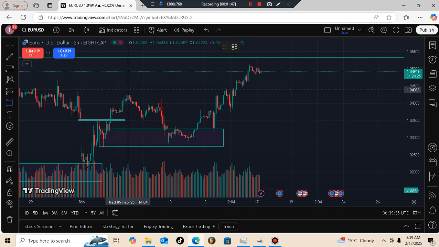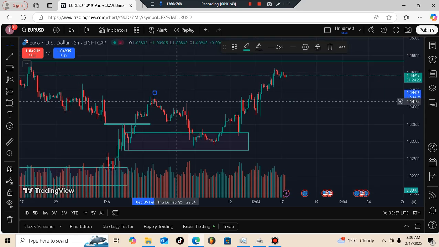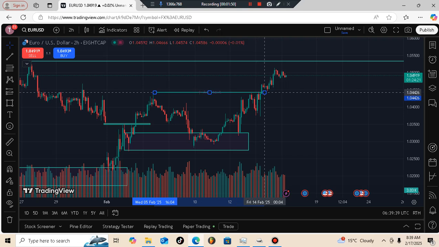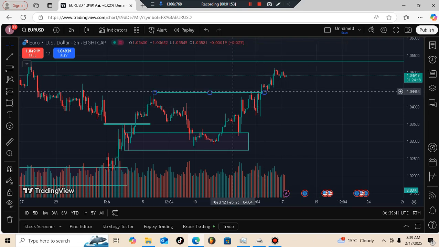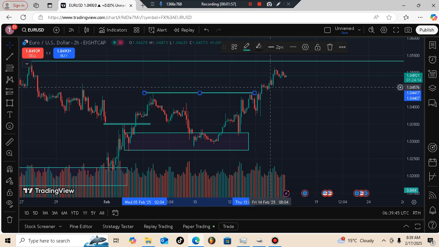And as you can see what market did, right now on the H2, market took out this external liquidity right here, took out this break of structure, of course making that area a new mitigation block on the H2.